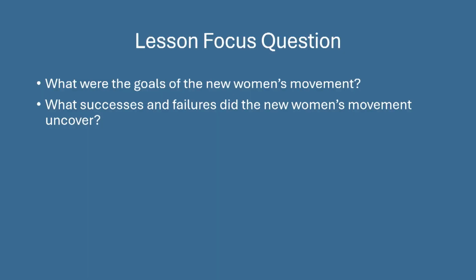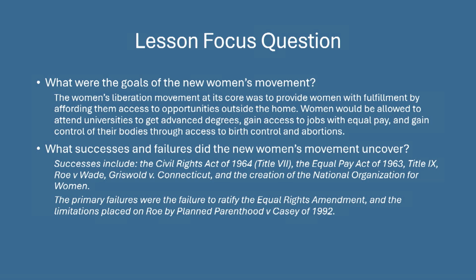All right, lesson focus question. We had 2 lesson focus questions for lesson number 8. It says, what were the goals of the New Women's Movement, and what successes and failures did the New Women's Movement uncover? Let's look at the first one. What were the goals of the New Women's Movement? The Women's Liberation Movement at its core was to provide women with fulfillment by affording them access to opportunities outside the home. Women would be allowed to attend universities to get advanced college degrees, gain access to jobs with equal pay, and gain control of their bodies through access to birth control and abortions.